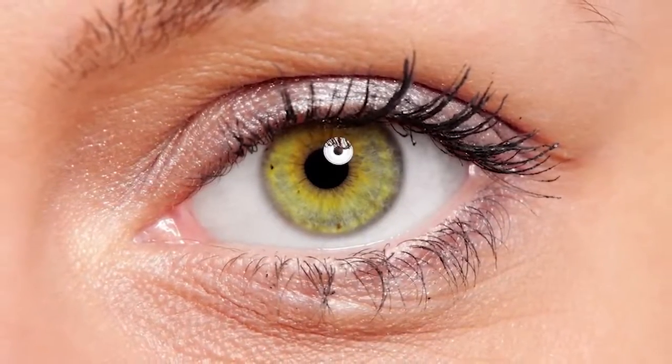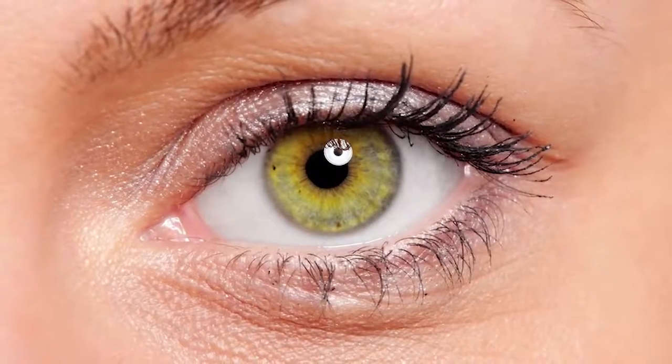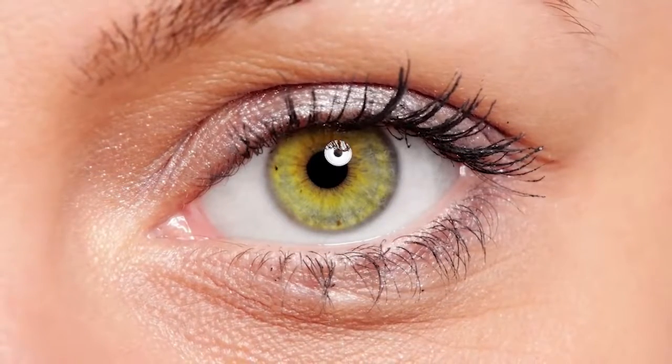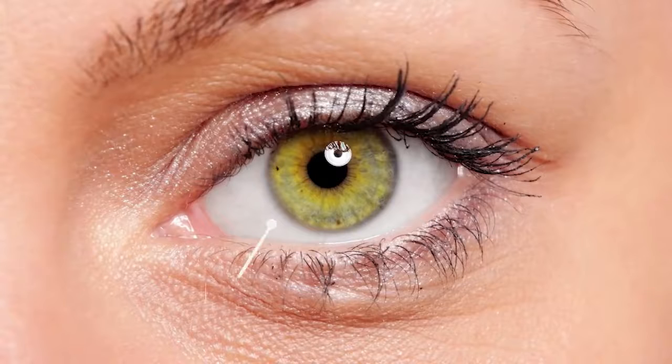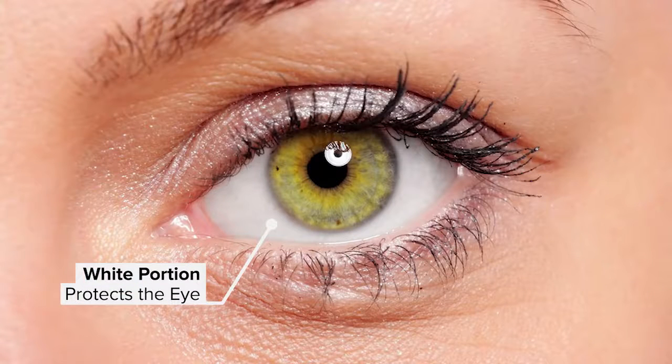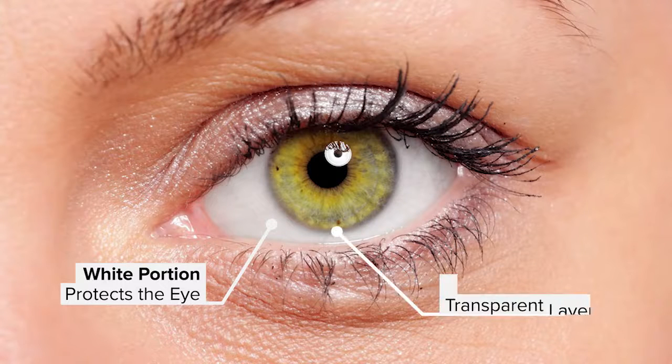This front portion of the eye is what is visible to us when we look at someone's eye. The white portion of the eye is tough and protects the interior of the eye. Now, the circular part in the center has a transparent layer around it called the cornea. Behind the cornea, we have this colored portion of the eye.